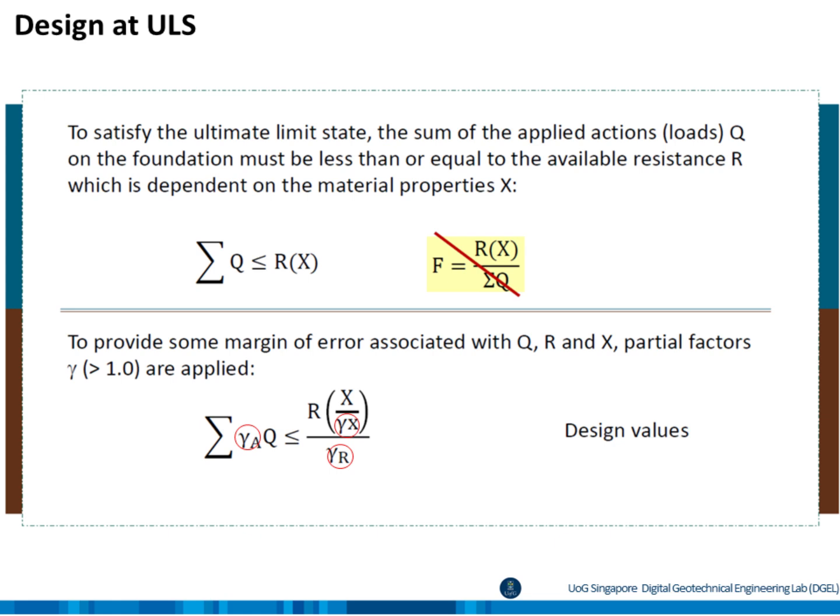resistance. In some countries, a traditional factor of safety approach is used, which is simply the ratio of soil resistance to applied load. Typically, a factor of safety of 3 or 4 was adopted. Nowadays, load and resistance factor design, or LRFD, is widely used in many countries, including Singapore. Eurocode is based on the LRFD method.